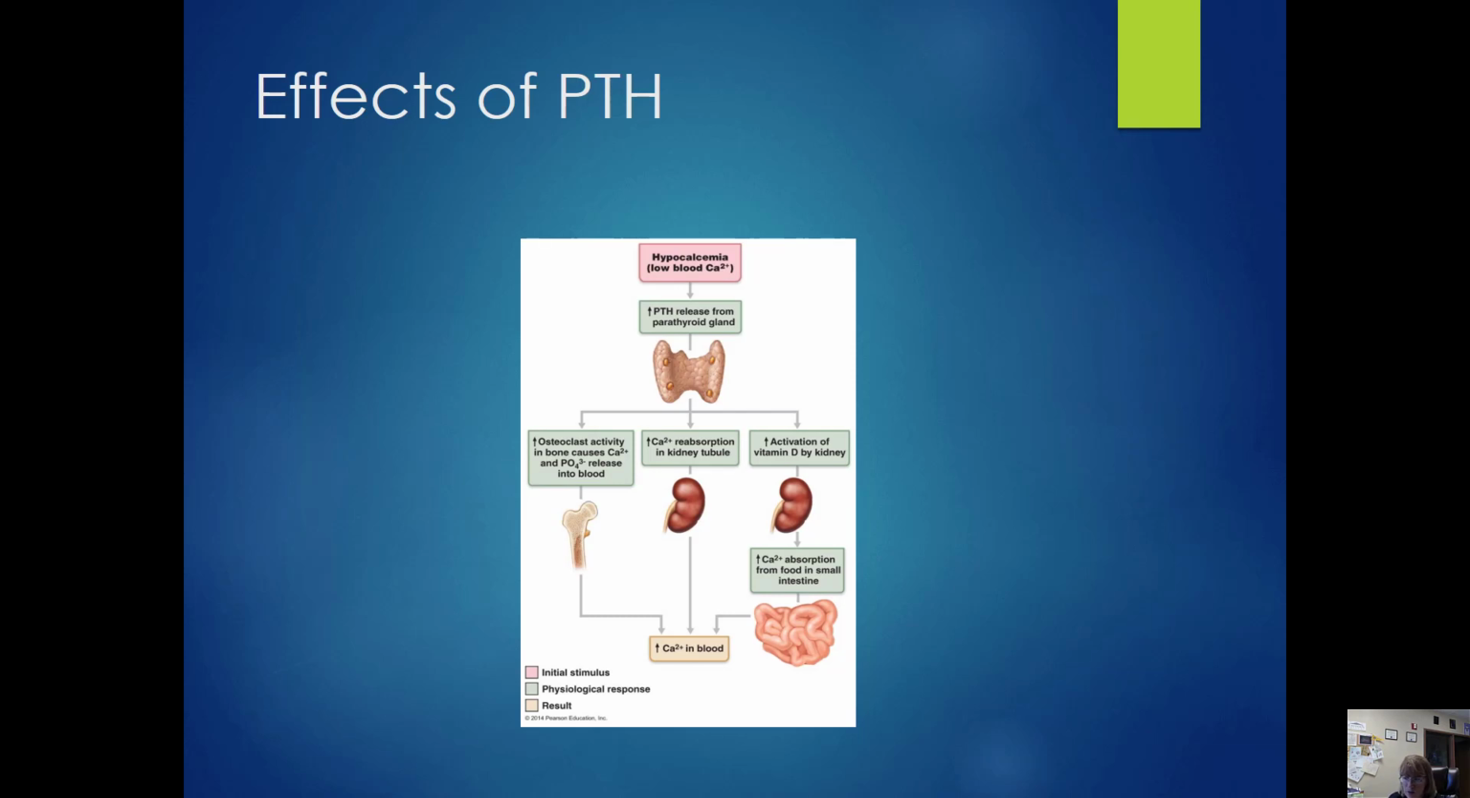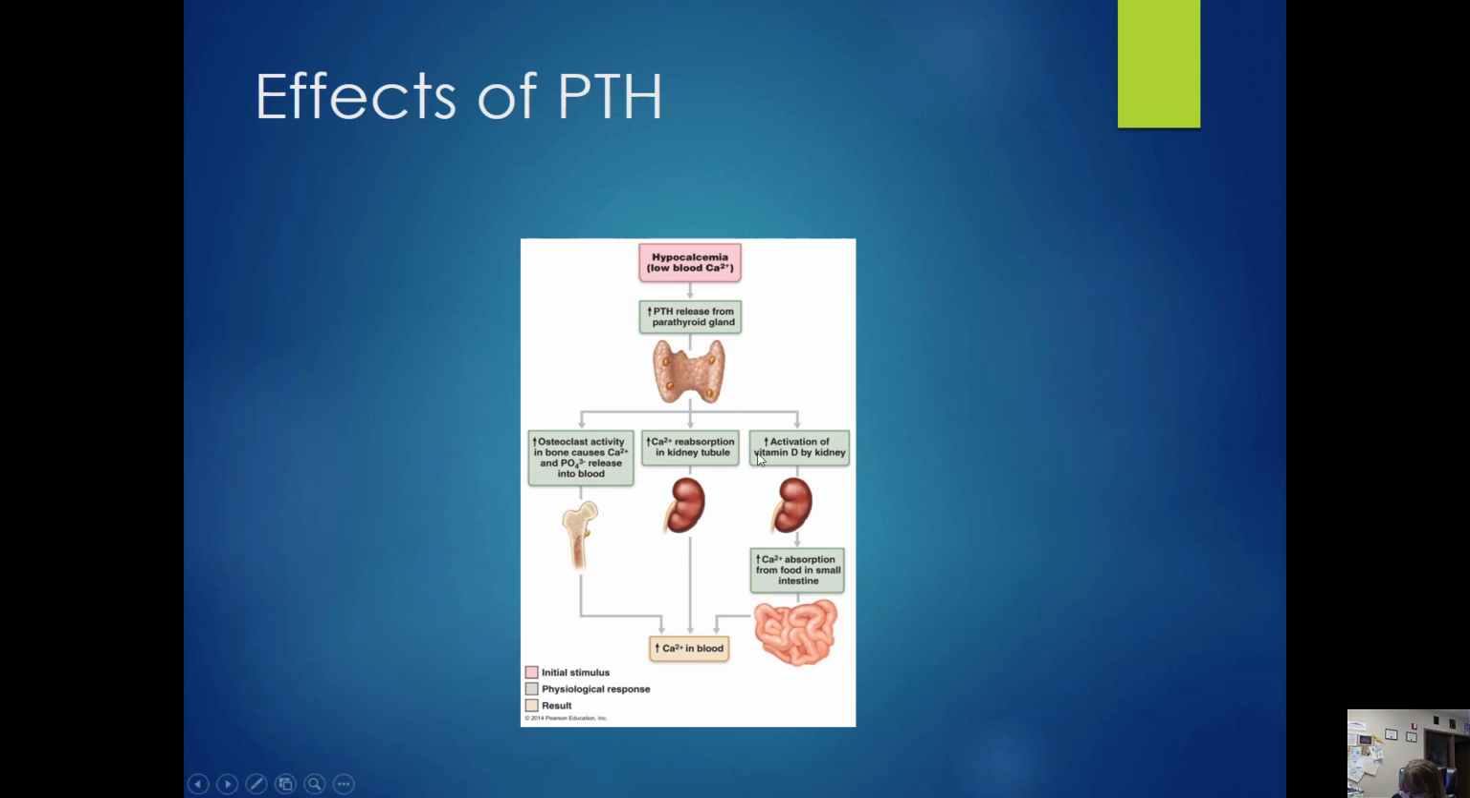Your book talks just primarily about PTH and its effect on the osteoclasts in the bone, but it's much more than that. The primary one is an increase in osteoclast activity. So what the osteoclasts are going to do is remove the calcium phosphate from the bone, put it back into the bloodstream to increase blood calcium levels. We also can send the PTH to the proximal convoluted tubule and increase calcium reabsorption.